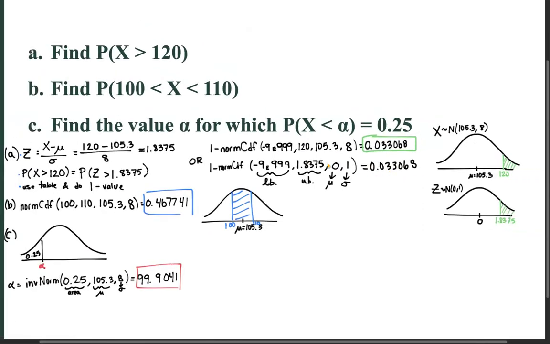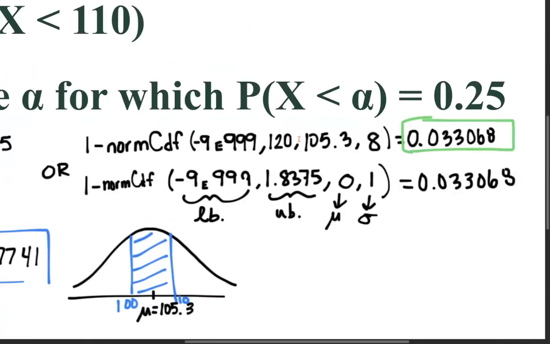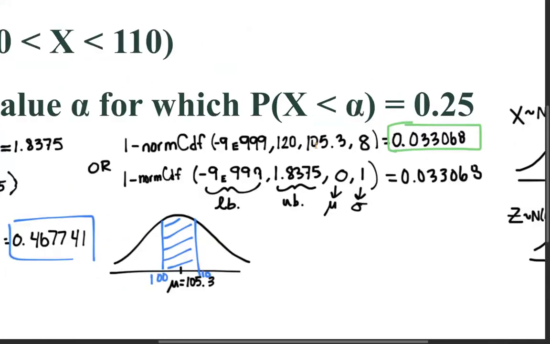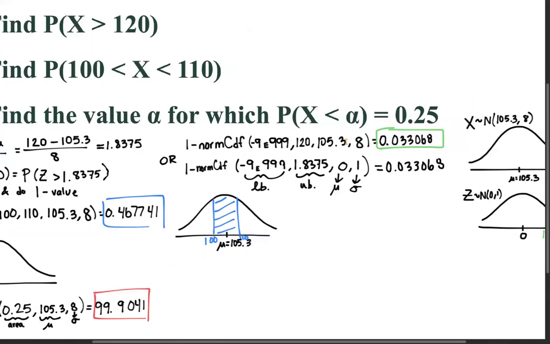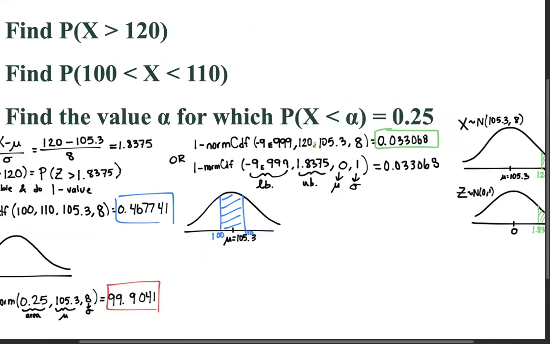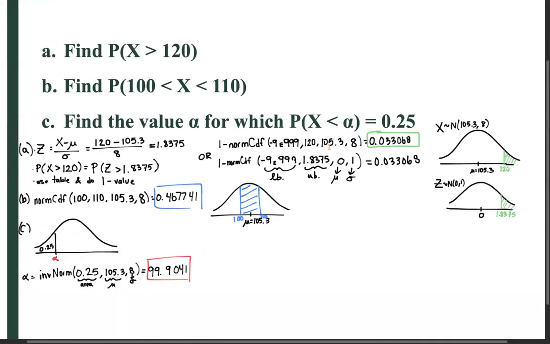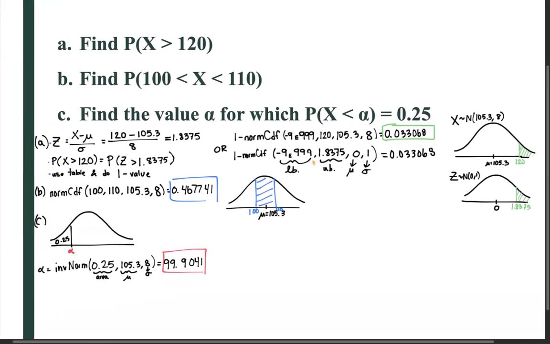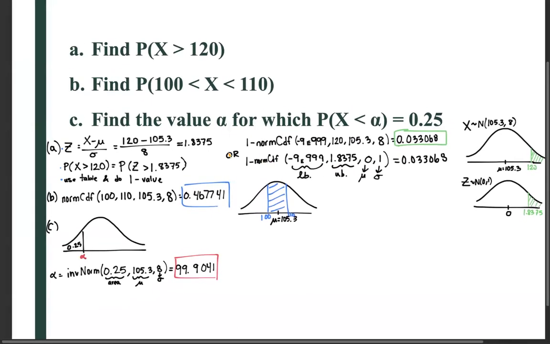I recommend doing this first method here, where I'm not converting into a z-score first if I'm not being asked to. Just because it's less chances for error, it's less computation, and you can just put it into the calculator. However, sometimes you may be asked, which we'll see in the next task, about using a standard normal. So it's good to know how to do both. Okay, so that's part A.